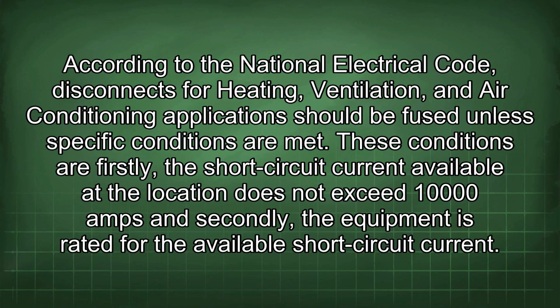According to the National Electrical Code, disconnects for heating, ventilation, and air conditioning applications should be fused unless specific conditions are met. These conditions are firstly, the short circuit current available at the location does not exceed 10,000 amps, and secondly, the equipment is rated for the available short circuit current.